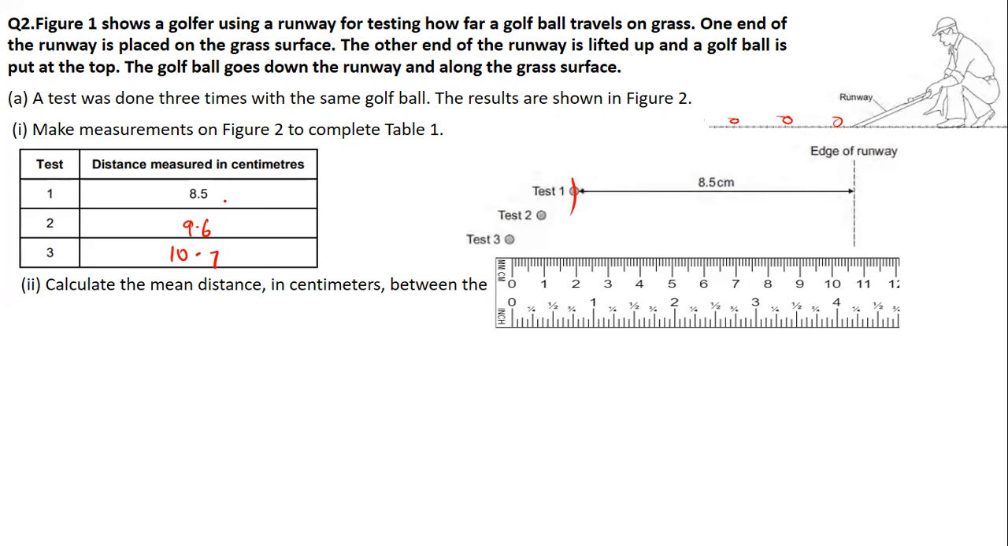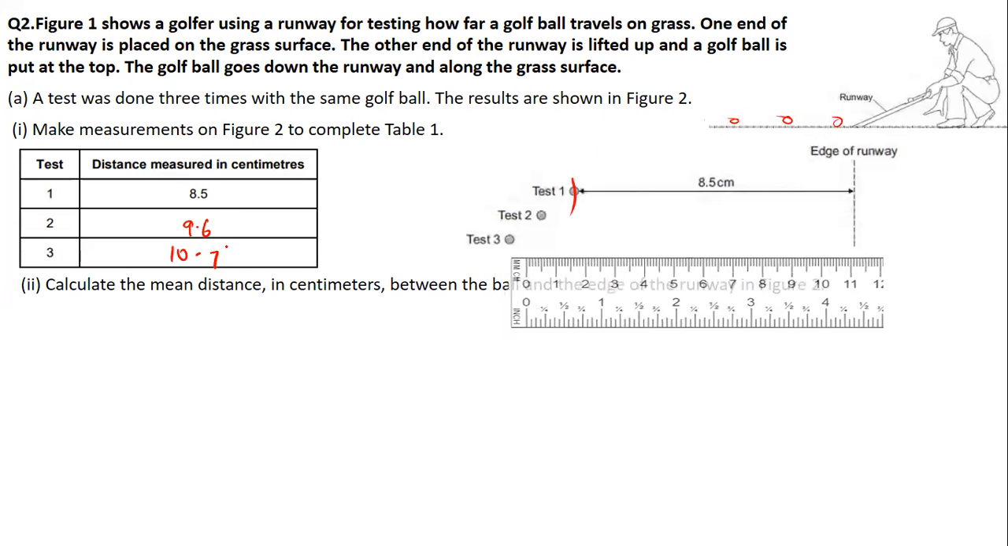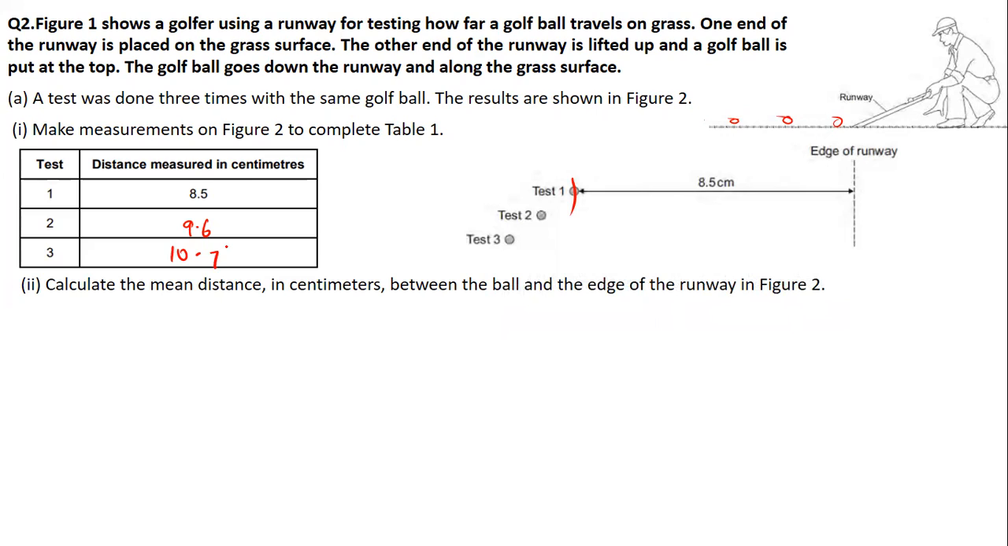Now, as you see here, every time the distance keeps on changing. Once it is 8.5, 9.6, 10.7. So what do you understand from this? It increases by 1.1 centimeter each time.